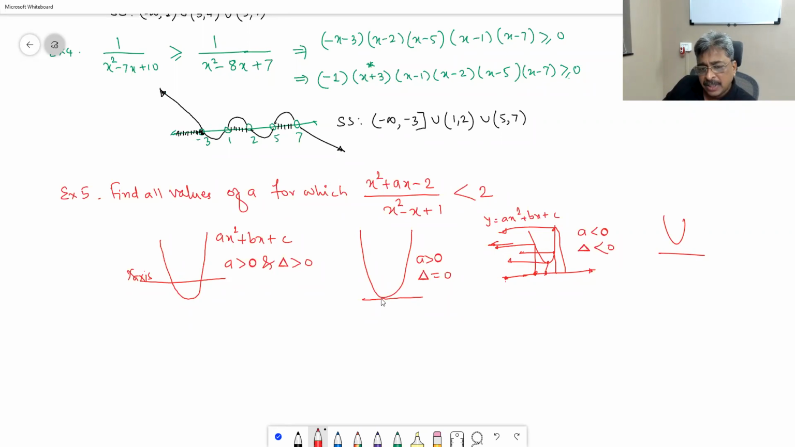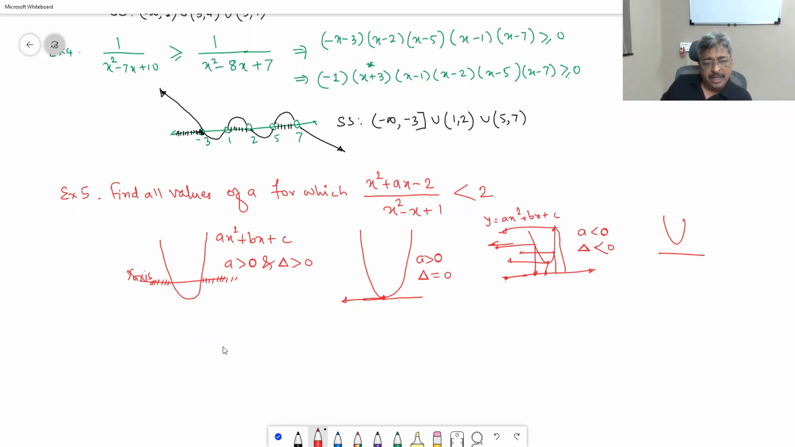If the graph is touching, then only one value of x will give you y equal to 0. All other values of x will give you positive values of y. And here, if I want positive values of y, then these values of x will give me positive values of y, and between these I will not get. It is as simple as that.